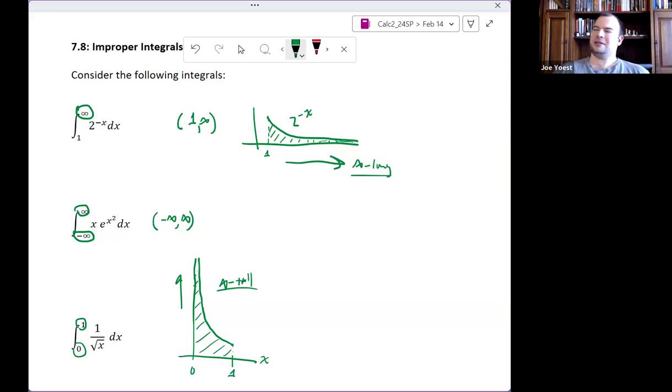So what do we think about these? Well, our first gut feeling might be, oh, infinitely long area, infinitely tall area. I mean, the area is infinity. There's nothing interesting to do here. Let's think about this for a second, though.